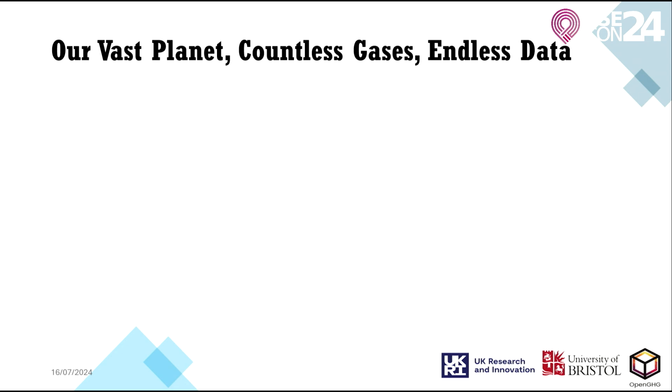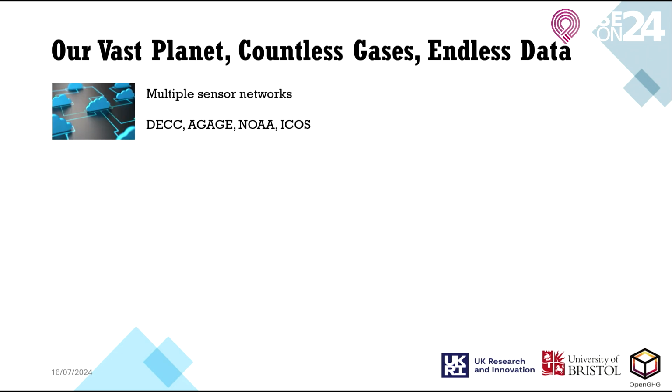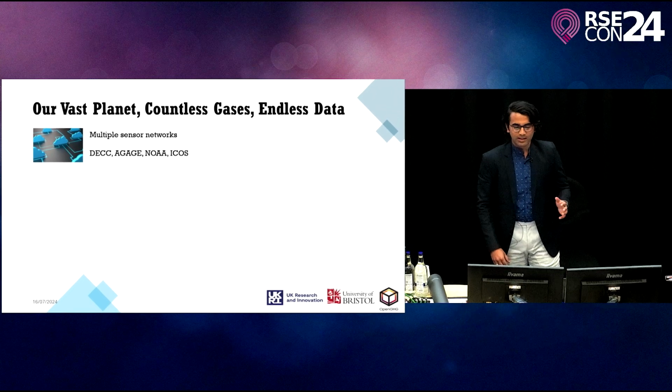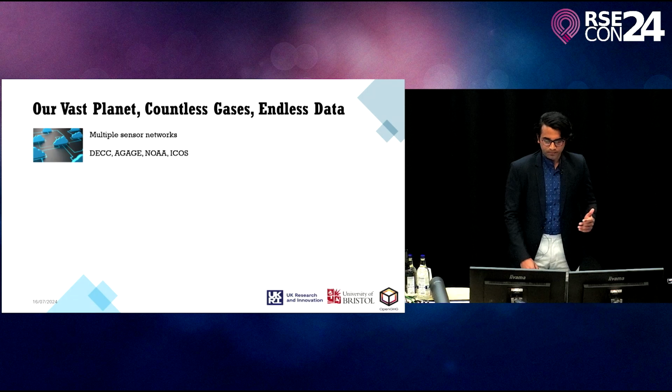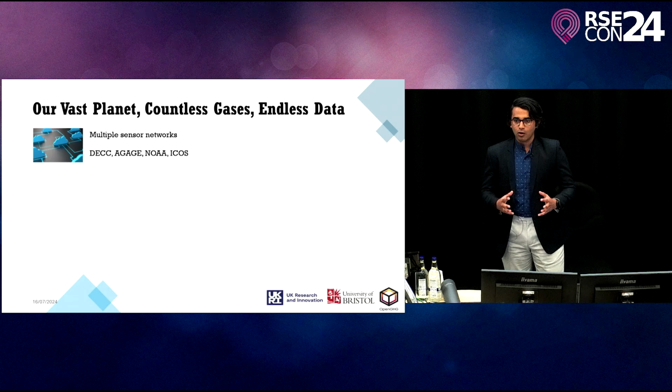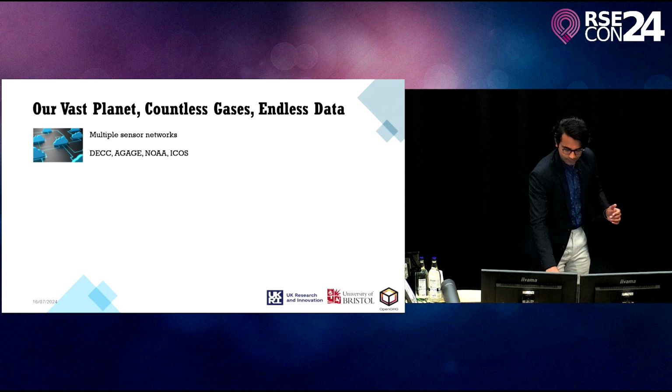So we have countless gases, endless data, on our vast planet. And this means that we need some kind of networks to gather this data. So we have multiple sensor networks situated around the UK and around the globe. These are called DECC, EGES, NOAA. What they do is they try to capture the real-time data of these multiple species.